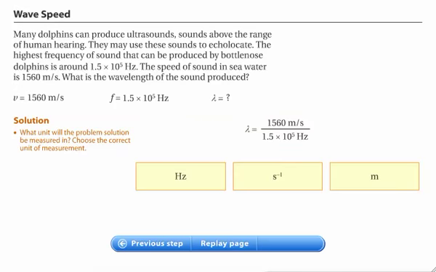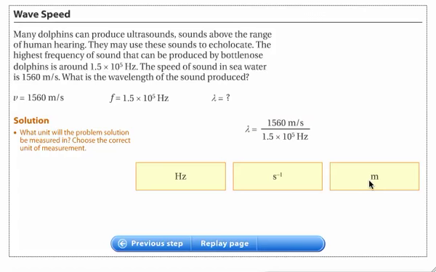Choose the correct unit of measurement. Okay, let's choose the correct unit. We want a wavelength. Just like the word suggests, it's a length. That means that the unit would be a meter.